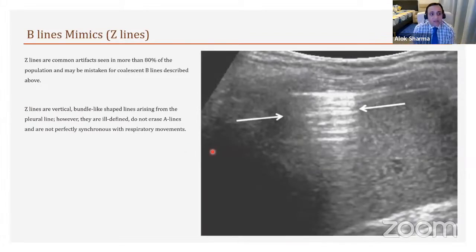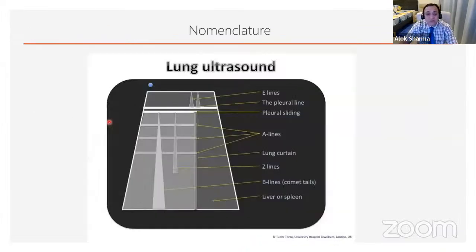But basically they are vertical bundle-like artifacts that arise from the pleural line. They're ill-defined and they do not erase A-lines. Classically, this is what you can see over here. They're called Z-lines. I would say just forget about them. This is a really nice vector, which shows the different lines.